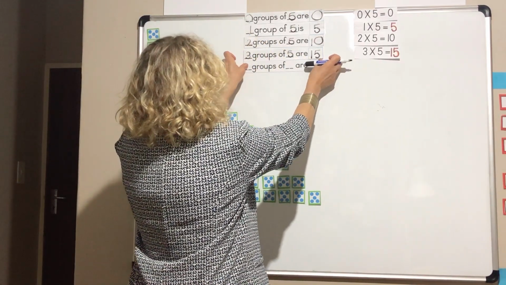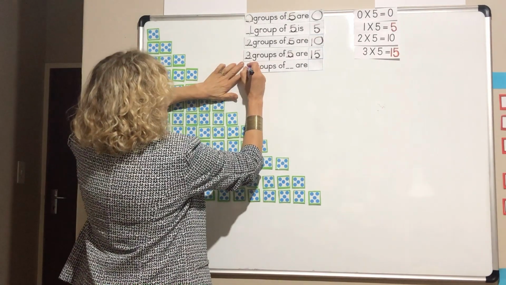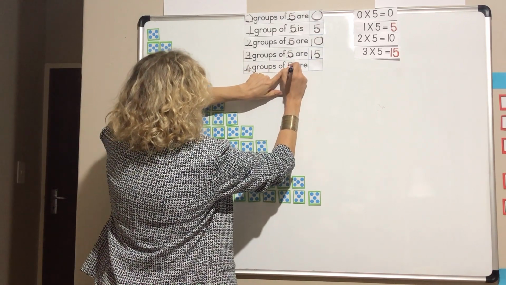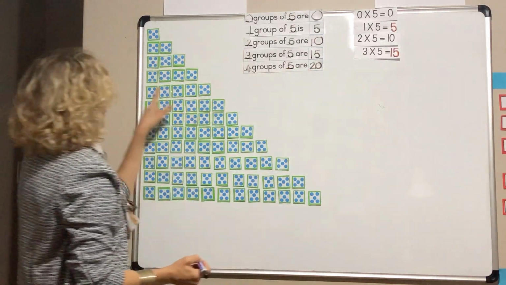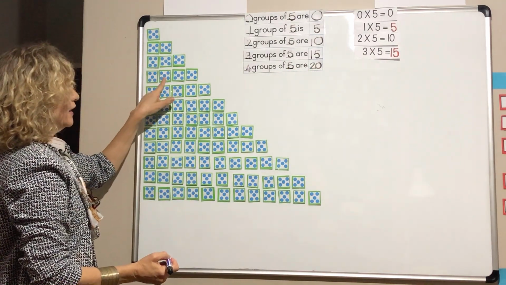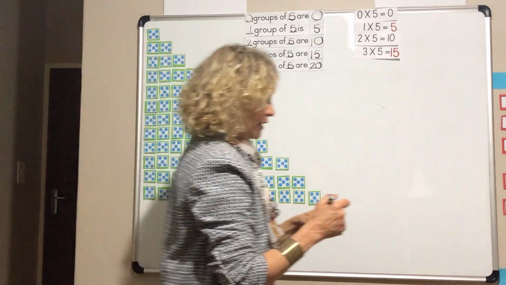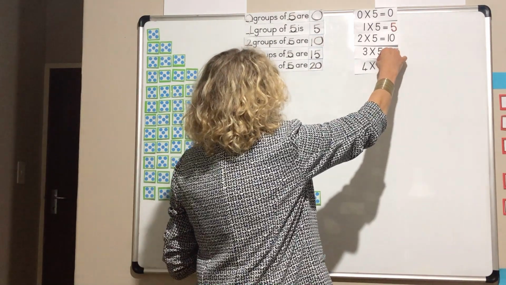How many groups of 5 next? 1, 2, 3, 4. 4 groups of 5 are 20. 5, 10, 15, 20. 4 times 5 is 20.